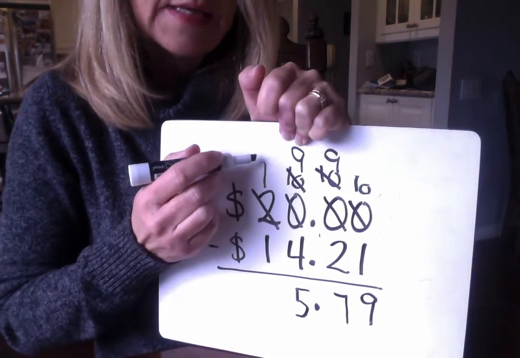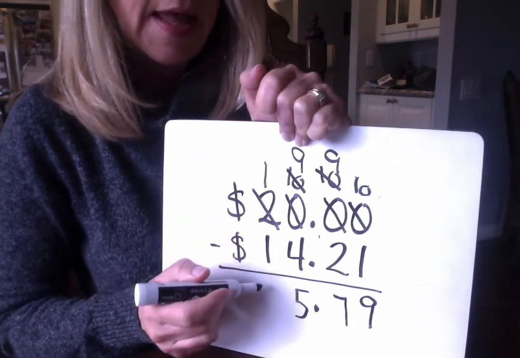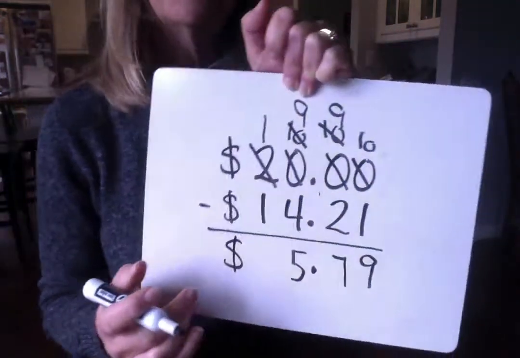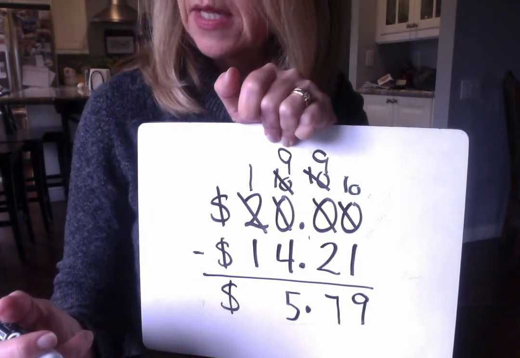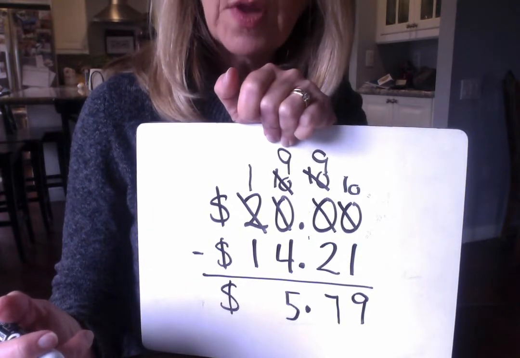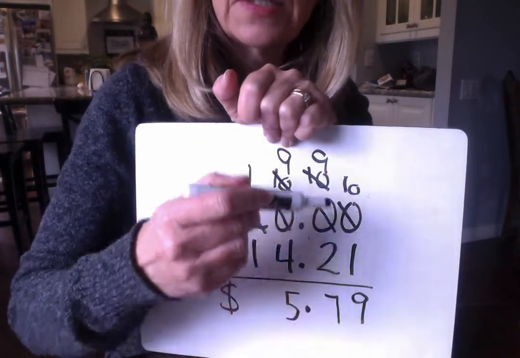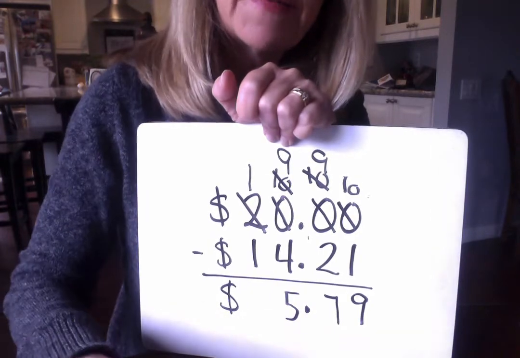And then lastly, we had one $10 bill and we're taking one $10 bill away. So we are just going to leave it blank. We don't need to put a 0 there because that's not typically how we write dollar amounts. So you can just leave it blank. Okay, but do you see how important it is to keep everything in nice straight columns? Okay, so your answer there is $5.79.